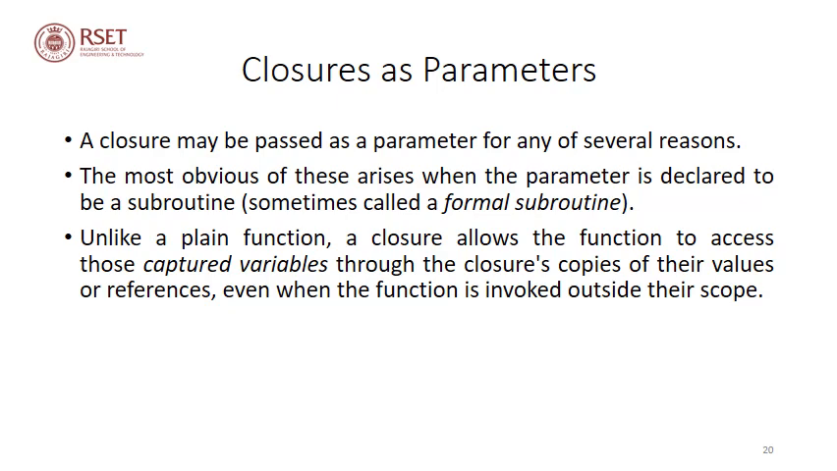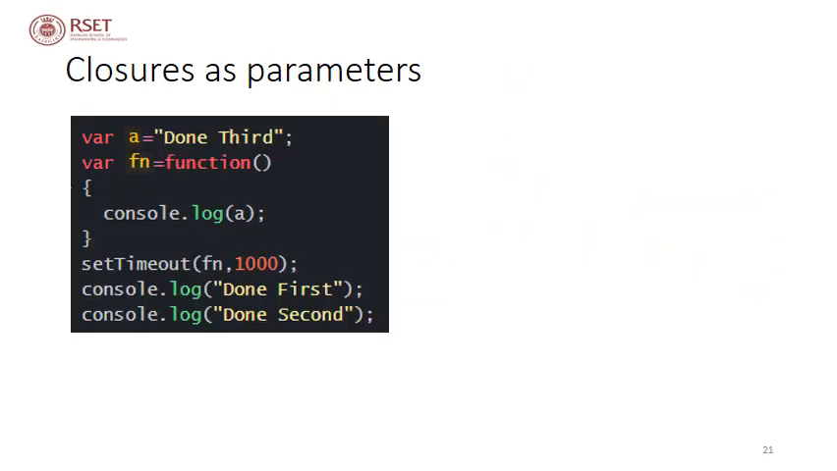Now it's also possible to pass closures as parameters to other functions. What is the major advantage of this? The most obvious reason is that the parameter to a function might be a subroutine itself. In that case, unlike a plain function, a closure allows the called function, or the callee, to access the captured variables through the closure's copies of their values or references, even when the function is invoked outside their scope. Now we'll see some examples wherein closures are passed as parameters.